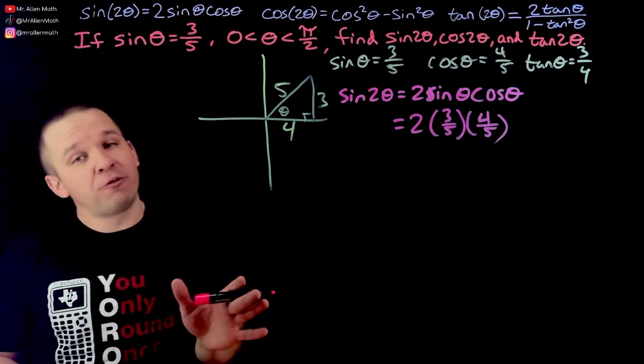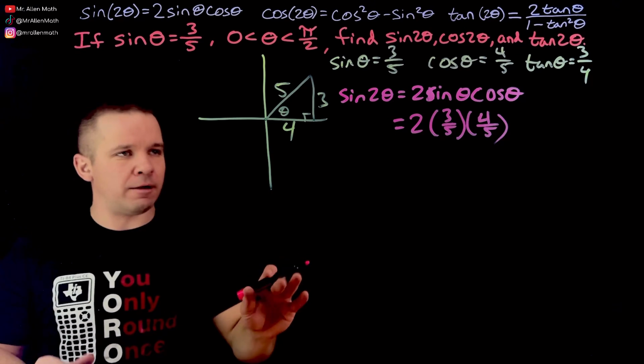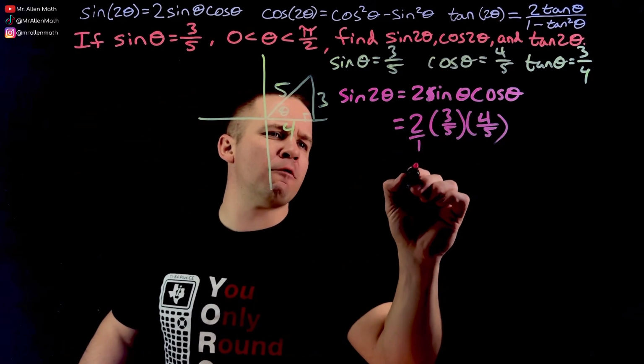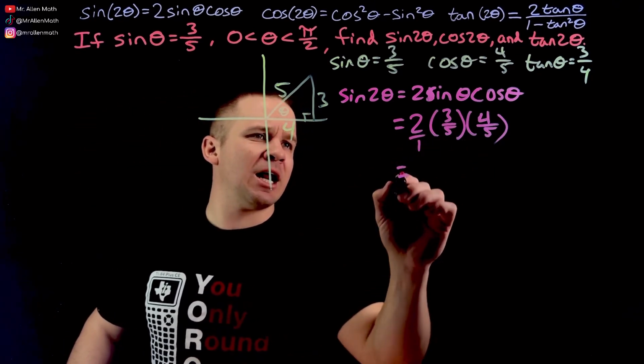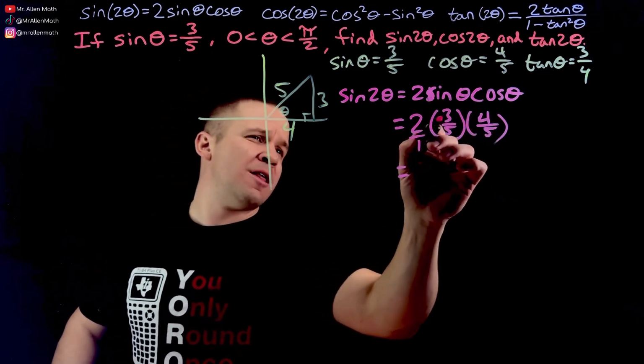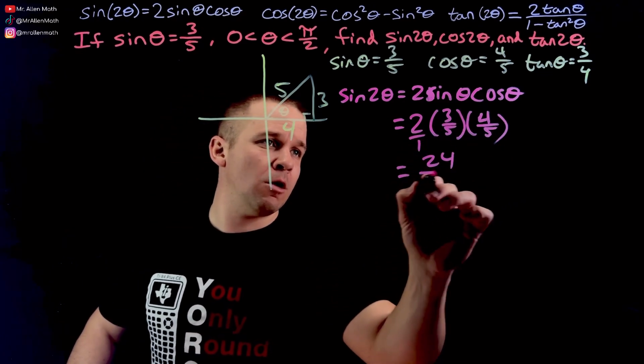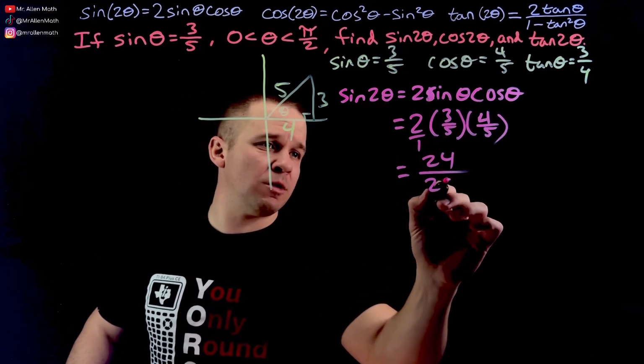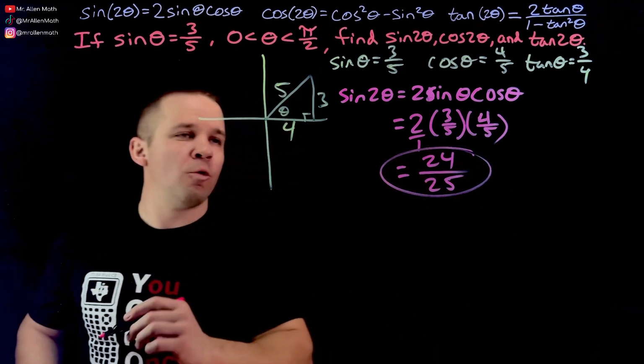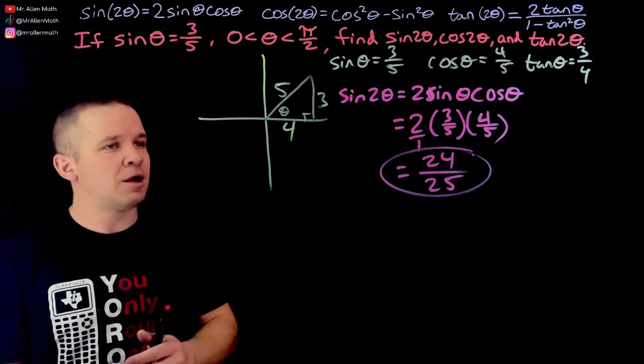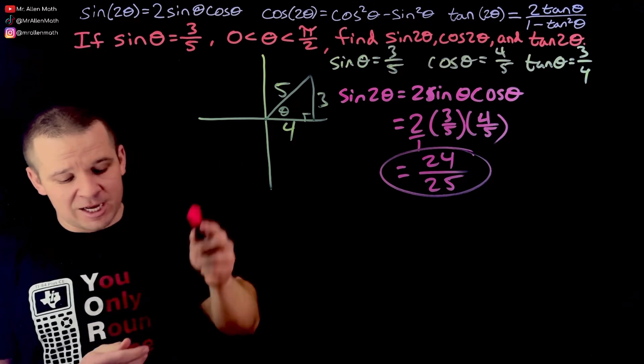Can you work with these fractions? Hopefully. I know they're a little bit scary, but it'll be okay. Let's throw this 2 over 1, let's put some training wheels on here. And I got myself 2 times 3 times 4. That's going to be 24 over 5 times 5 is 25. Boom. Bingo. We got sine of 2 theta. There we go. Next one.